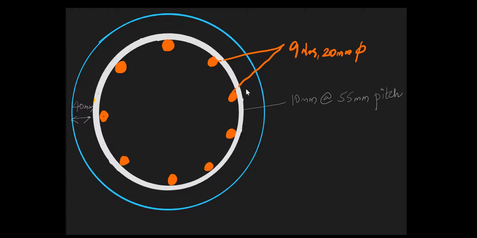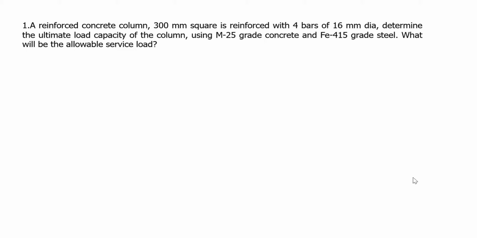So the final will be 9 bars having 20 mm phi. The helical reinforcement provided is 10 mm at 55 mm pitch, and the clear cover provided is 40 mm. So this completes the design of a circular column with helical reinforcement. Thank you. Now you can see some of the questions that you need to do by yourself.